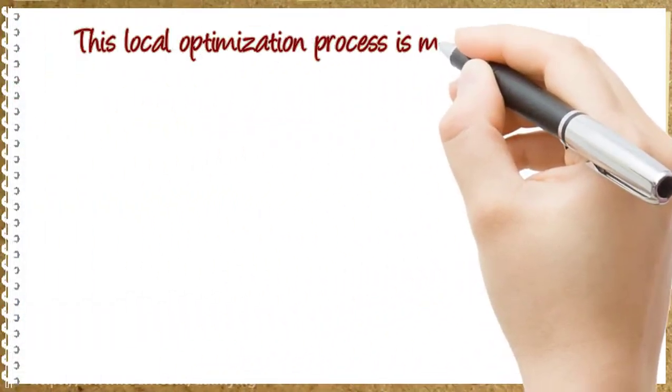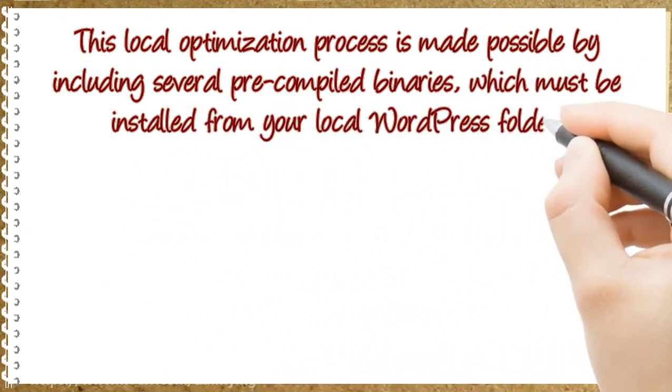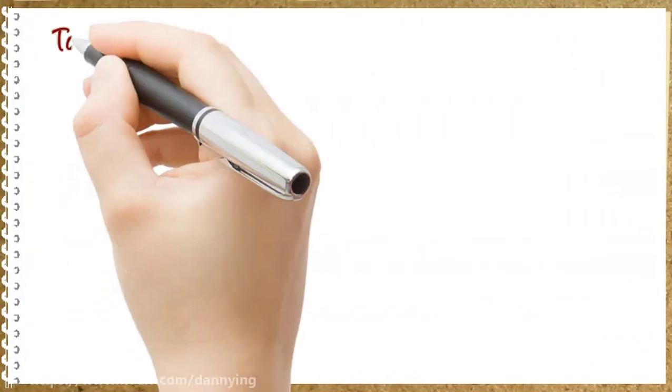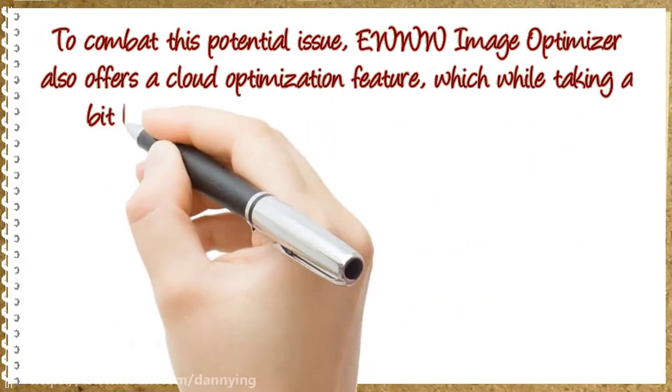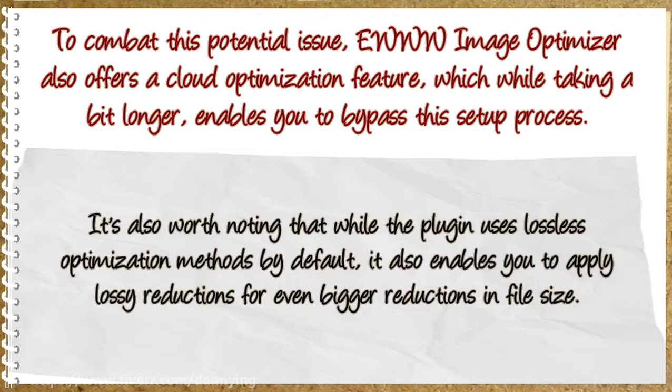This local optimization process is made possible by including several pre-compiled binaries, which must be installed from your local WordPress folder. This means some users may run into difficulties completing the setup process if they don't have permission to execute the files. To combat this potential issue, EWWW Image Optimizer also offers a cloud optimization feature, which, while taking a bit longer, enables you to bypass this setup process. It's also worth noting that while the plugin uses lossless optimization methods by default, it also enables you to apply lossy reductions for even bigger reductions in file size.